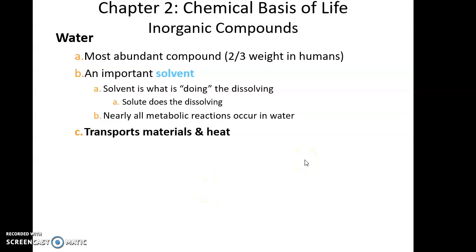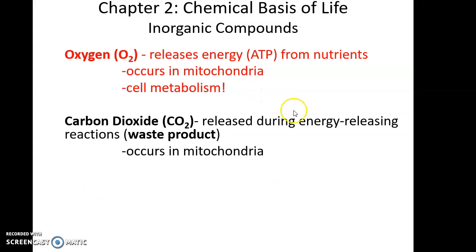All right, another important function of water is that it is able to transport materials, things dissolved in it, things just floating in it, and it's also able to transport heat. Oxygen is another important inorganic compound. It's critical for life because it is used to release energy from nutrients. The food we eat gets broken down using oxygen to give us ATP, the chemical form of energy. This occurs in the mitochondria, the organelle in cells, and is critical for cell metabolism.